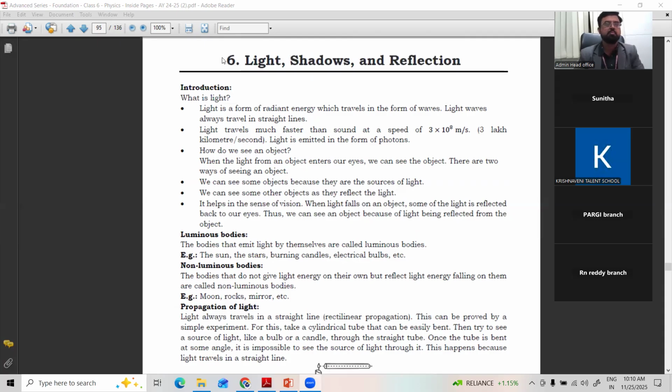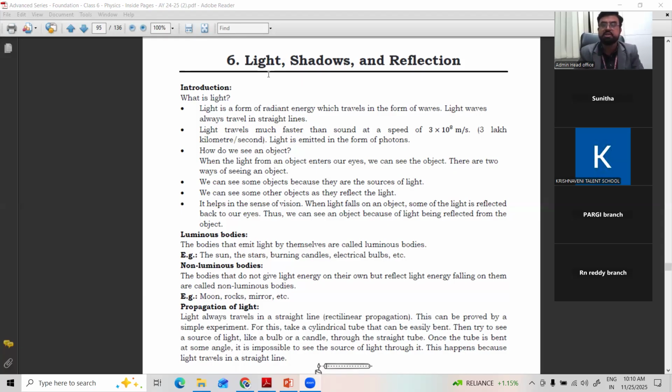Clearly you can see. Right. So what is light? How do you see an object? We see objects in two ways. One is if the bodies emit light by themselves. We can see the sun because it is a luminous body. You can see the stars because they are luminous bodies. We can see the candle and the bulb because they are luminous bodies.